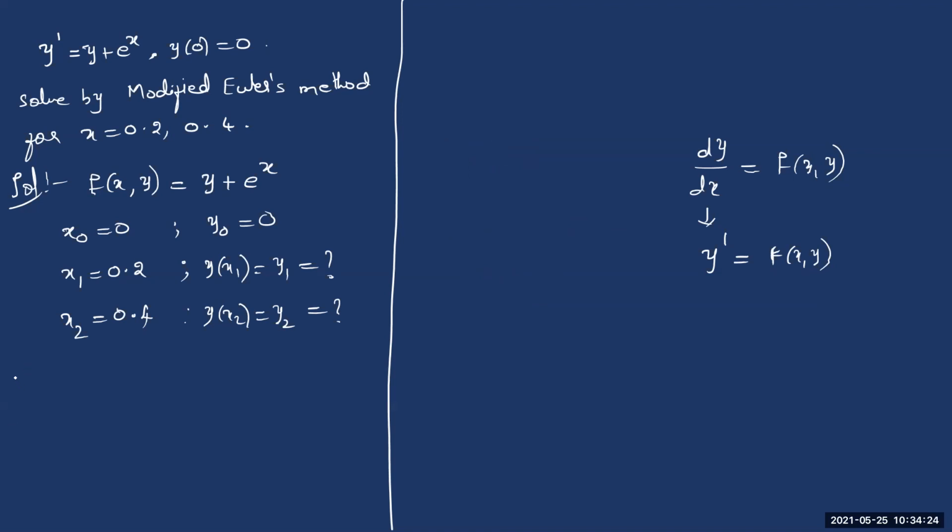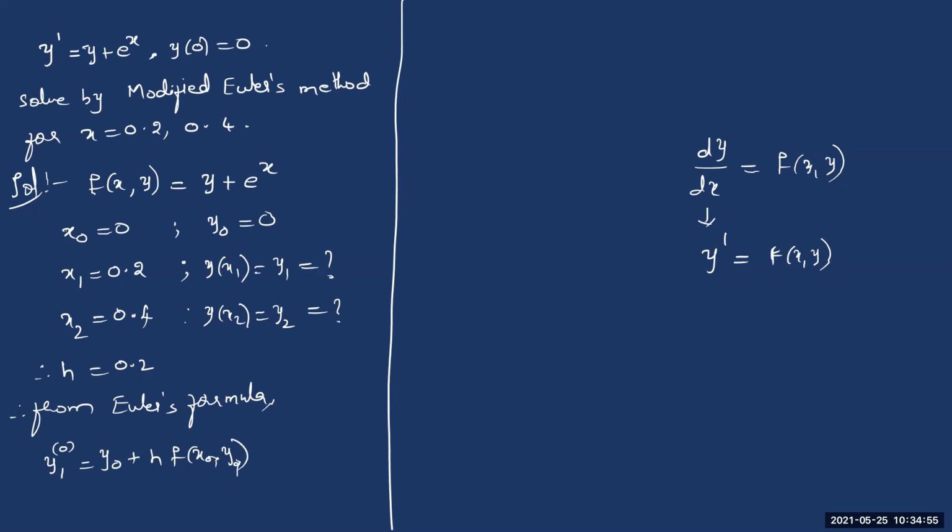Now to calculate the initial approximation, let me also write here, therefore h is equal to 0.2 as you understood already. To calculate the initial approximation to y1, meaning y at 0.2, I'm taking it from Euler's method. So from Euler's formula, the initial approximation of y1 is equal to y naught plus h into f of x naught, y naught. We are taking it like this.